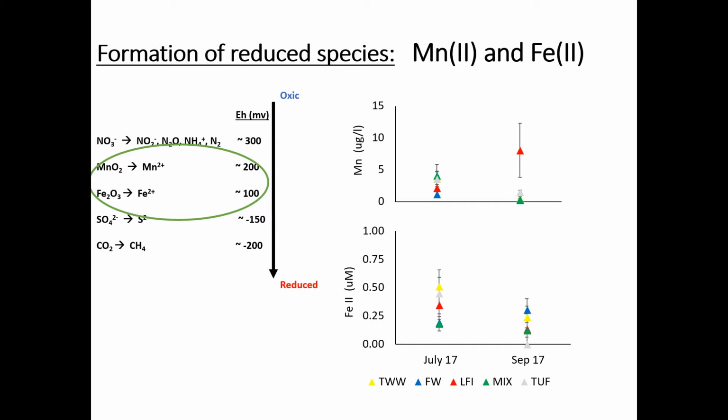Manganese and iron were not significant, we didn't see accumulation of any of these species, and the reason is that we're simply not there. As you can see, the system has to be so reduced for us to get manganese and iron, and we're just not there in this system.